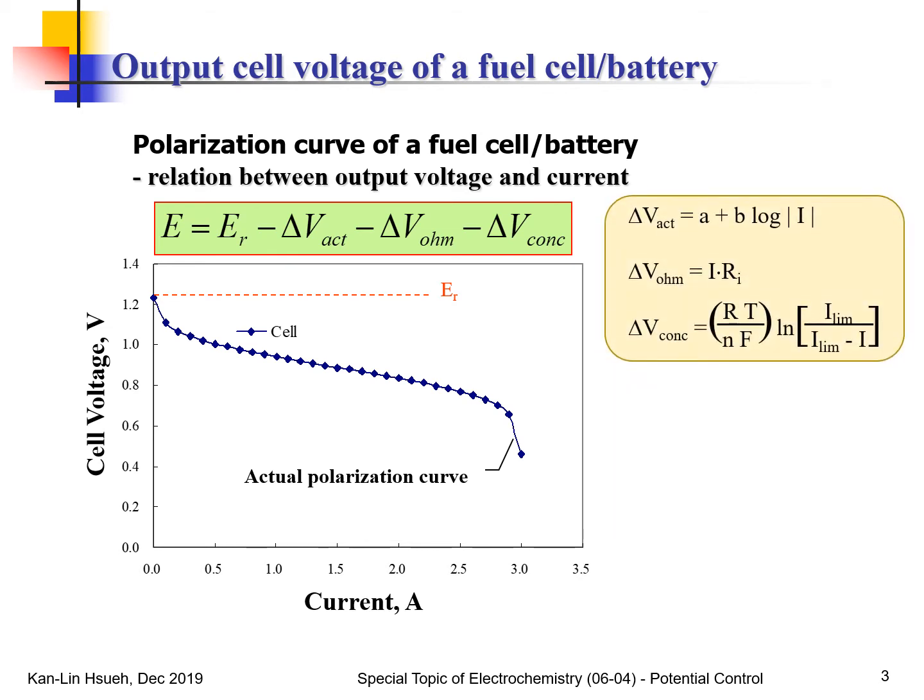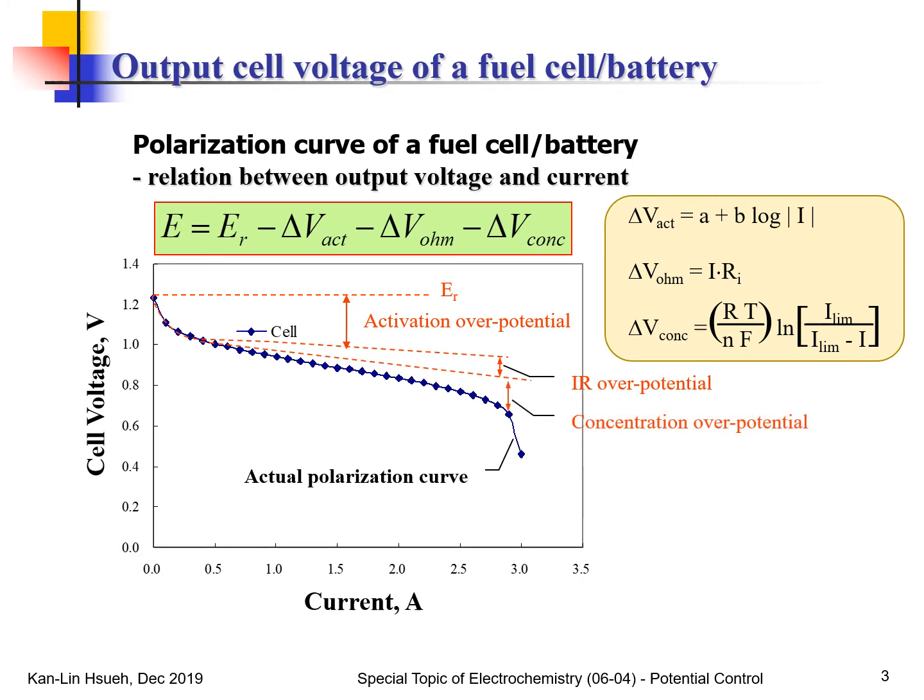The activation overpotential is due to the electrochemical reaction, like the activity at the electrode surface or the area of the electrode surface, which affects the voltage loss due to activation overpotential. Internal resistance R_i causes the ohmic voltage loss, and the concentration overpotential is due to the concentration gradient between the bulk and the electrode surface. Those three factors we can plot something like this: the activation overpotential, the IR overpotential and the concentration overpotential.